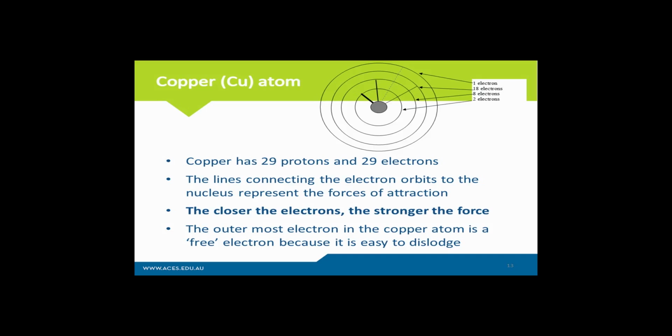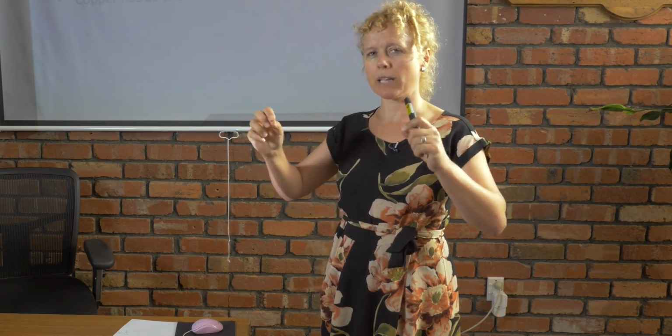We have, as you can see, may not be able to read it very well there, but we have 2 electrons in the inner orbit. We have 8 electrons in the second orbit, 18 electrons in the third, and only 1 electron in the distant orbit. The further away the electrons are from the nucleus, the weaker the force between them, and the more likely that electron will be lost to another atom when the circumstances become conducive to do so.